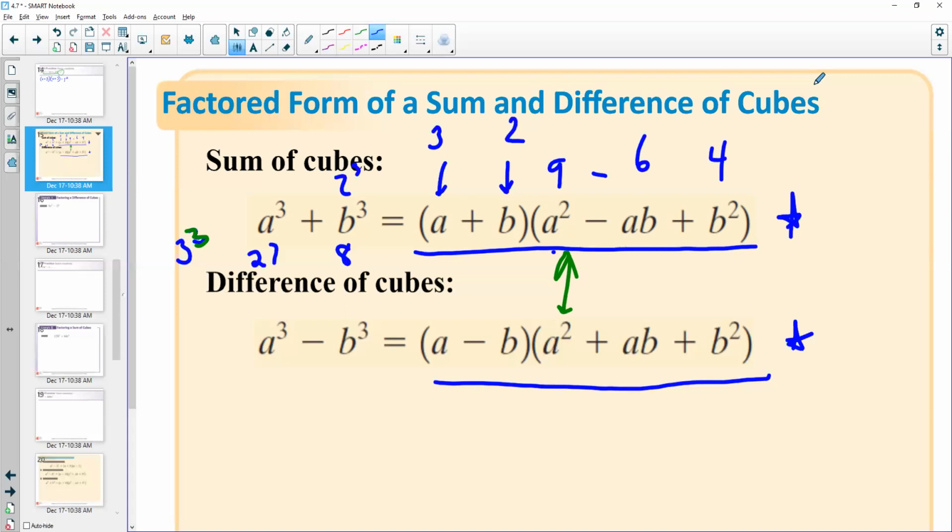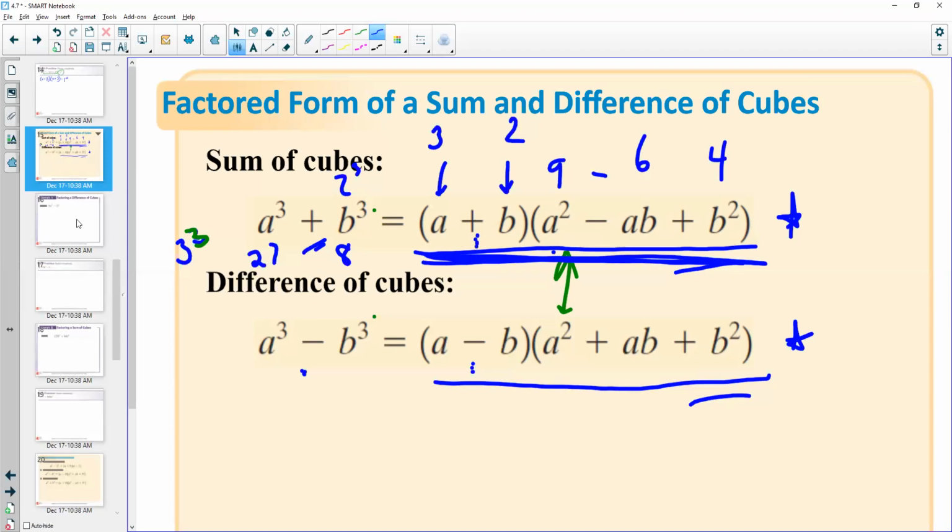In a sum, the plus sign comes first. In a difference, the minus sign comes first. That's all it is. It's always plus b squared. So all you really have to remember once you grab onto this formula is where the minus sign goes, depending on if it's a sum or a difference.